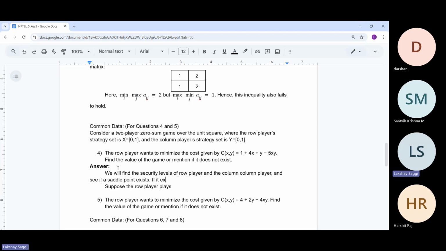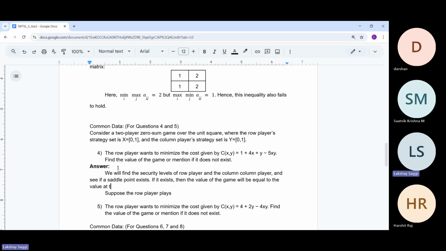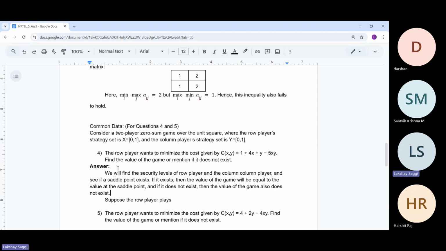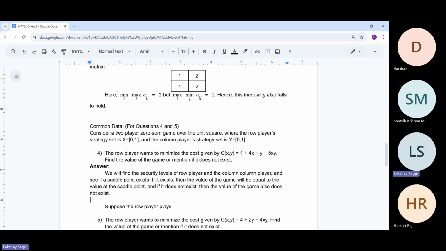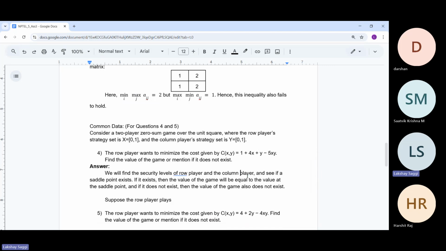If it exists, then, as a high level approach, the value of the game will be equal to the value at the saddle point, and if it does not exist, then the value of the game also does not exist. So now we see the security levels of the row player and column player, and see whether we have a saddle point or not, right?